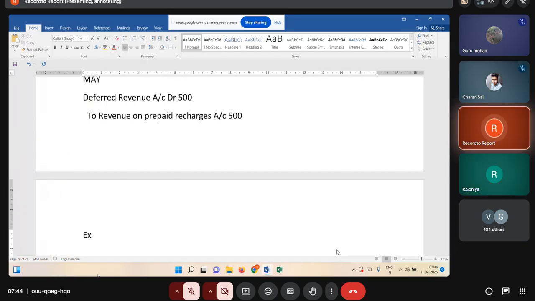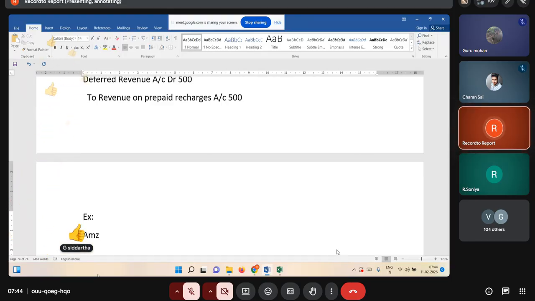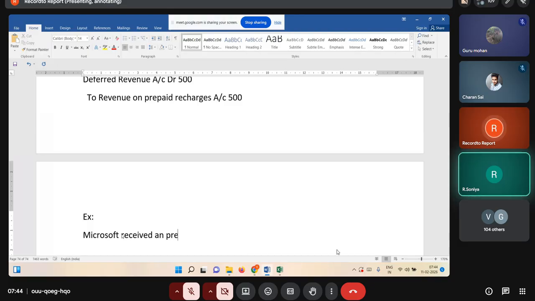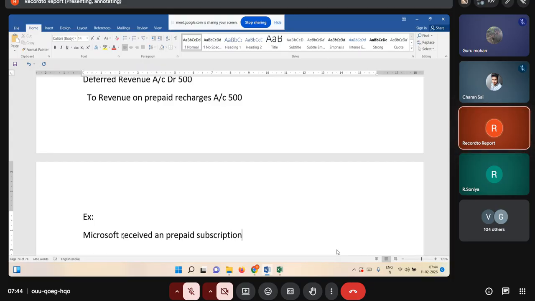So just now we discussed one more example. Amazon has received prepaid AWS subscriptions, or else Microsoft received prepaid subscriptions, like they want to use Teams. So companies are using Teams, guys. Will they get it free of cost? They're purchasing the software license.